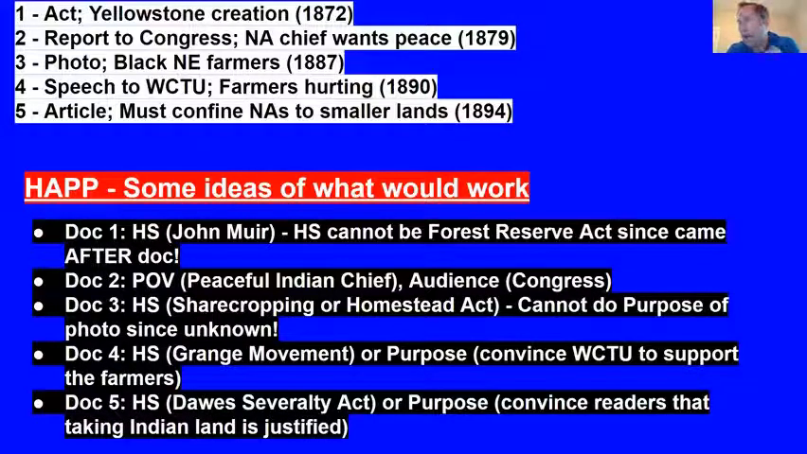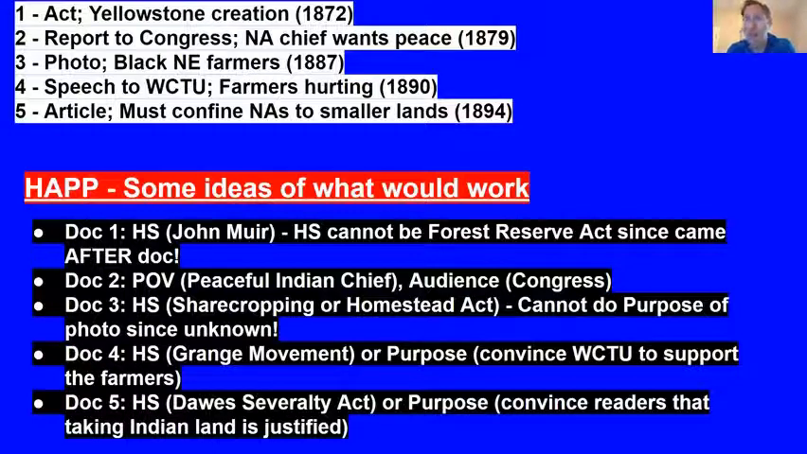For document 4, people got the historical situation by referencing the Grange movement or the Populist Party. Some people talked about the Interstate Commerce Act or the Granger laws. Those specifics, tying that into the document and explaining how that helps us understand the document, is what got people the points.